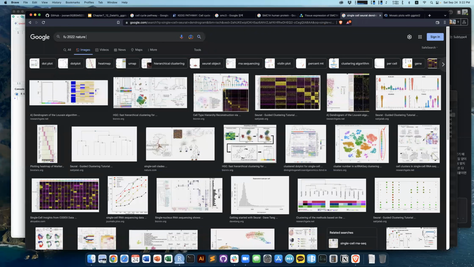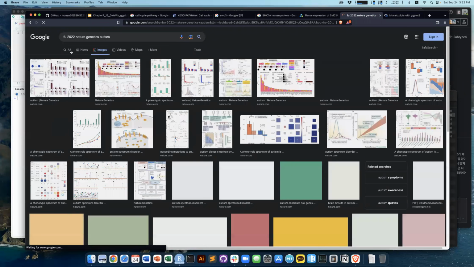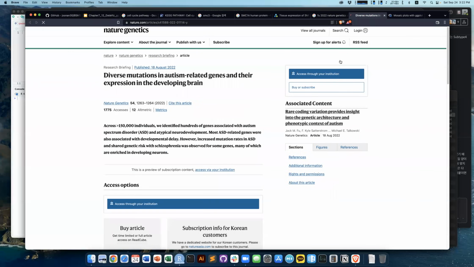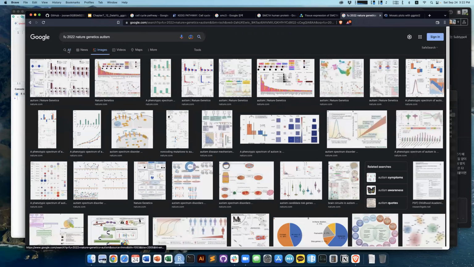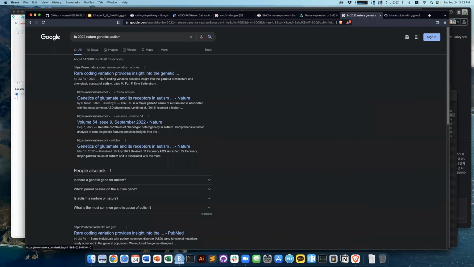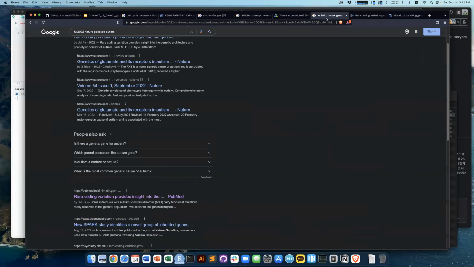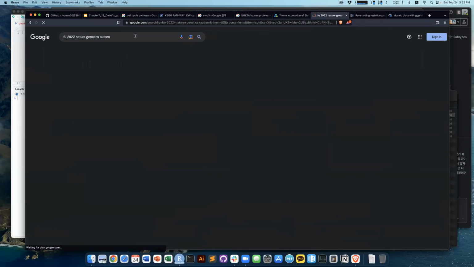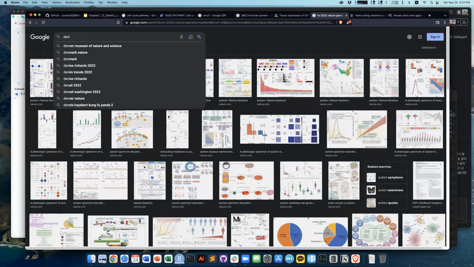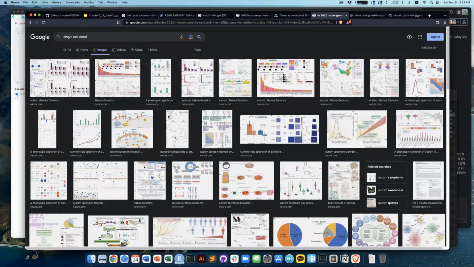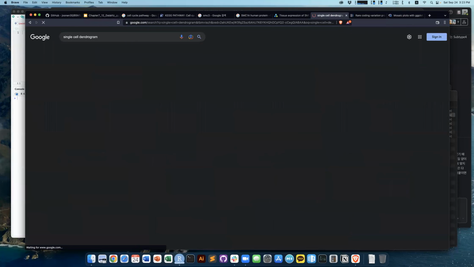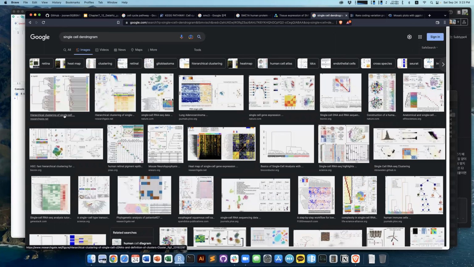I like this one. I like this plot. Oh, damn. We have to pay for it. So let's look at the free one then. No free things. Broken academic system. Single cell dendrogram. Okay, that will be great.